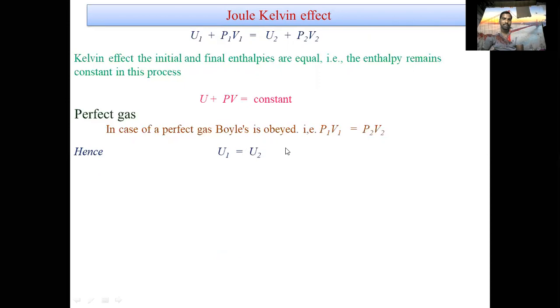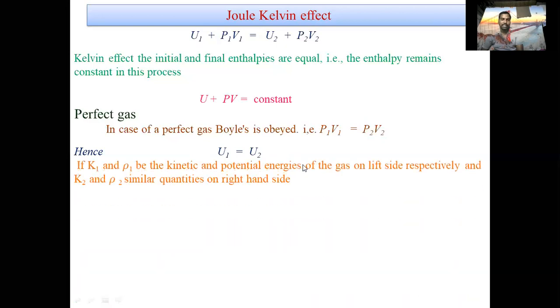Now here, because P1 V1 is equal to P2 V2, P1 V1 minus P2 V2 is 0, so U1 minus U2 is equal to 0. Therefore U1 is equal to U2. What does this equation tell us? In a perfect gas, there is no change in internal energy.